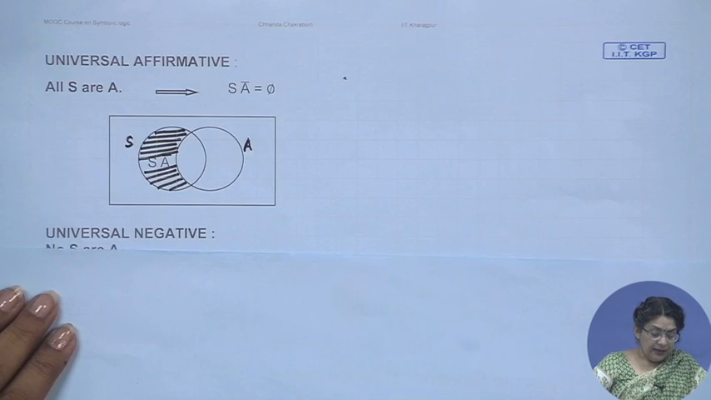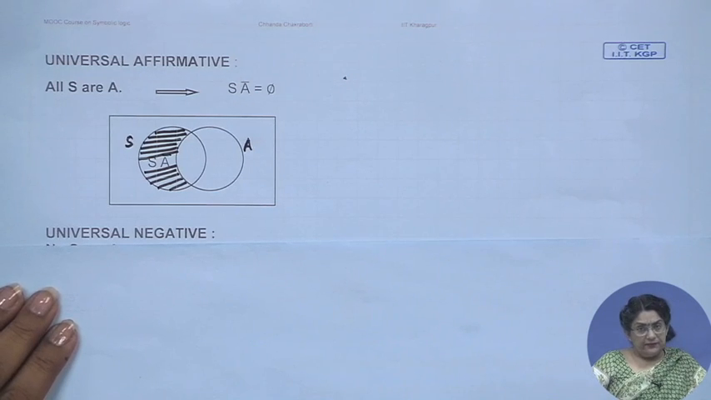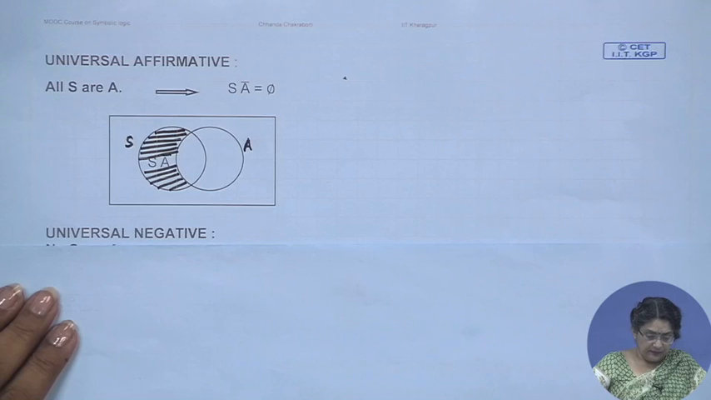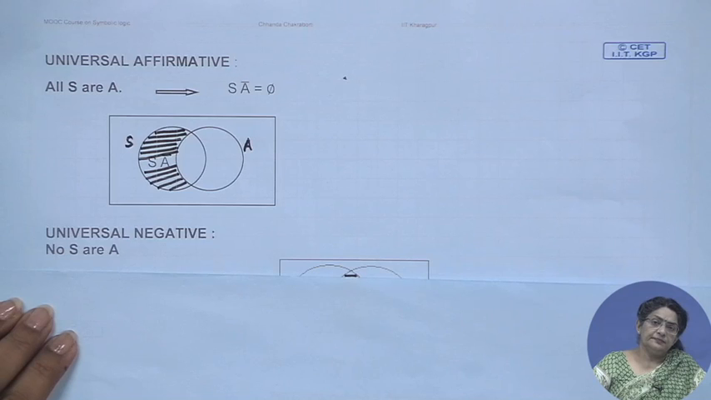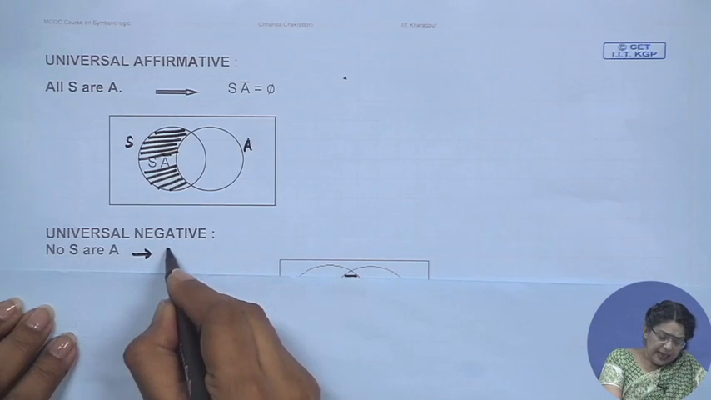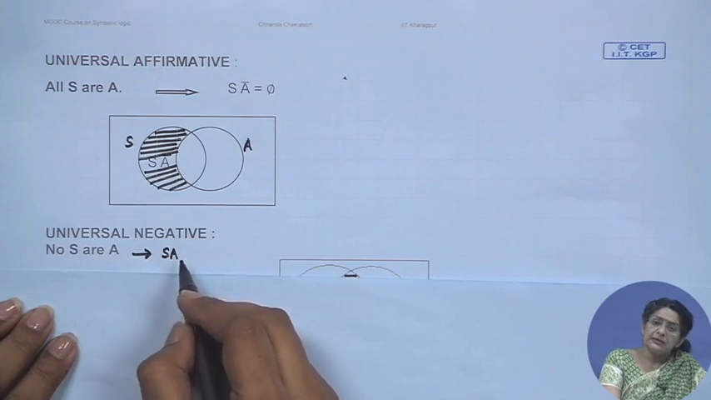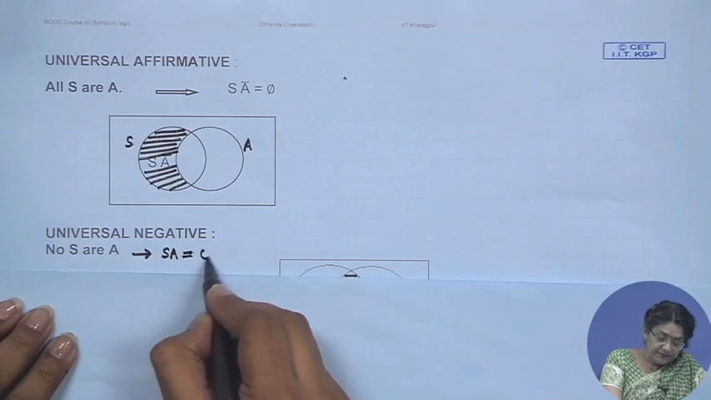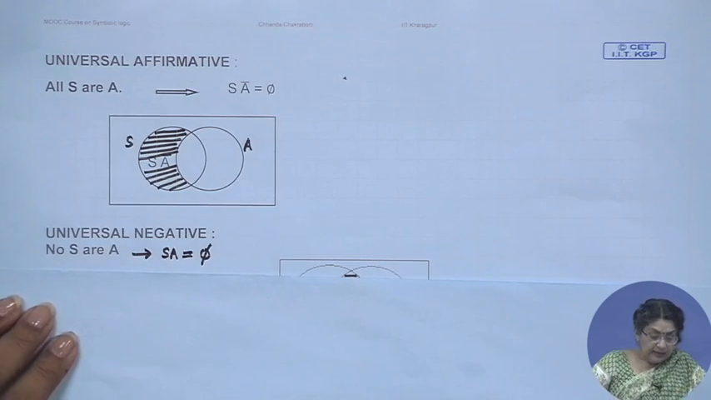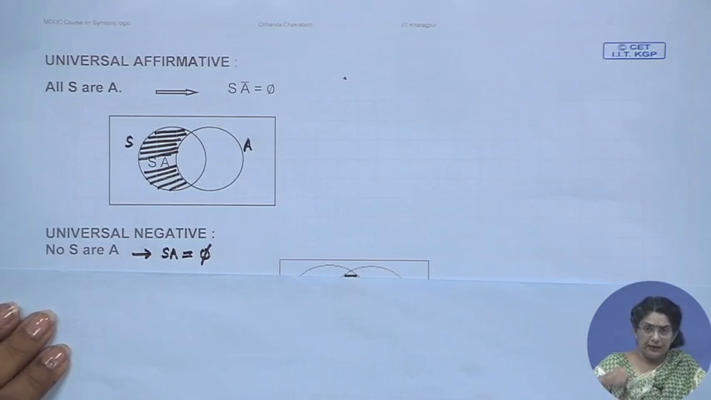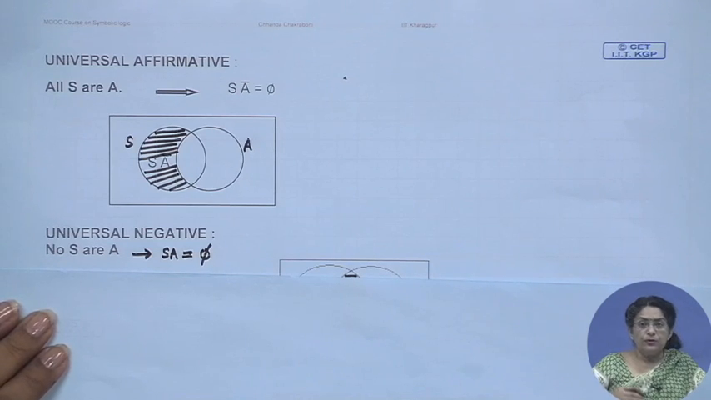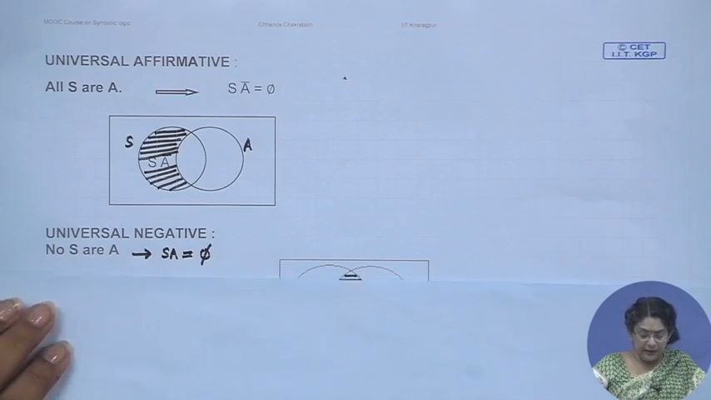Okay. Let us come to universal negative. This is our E proposition. What are you saying? You are saying no S are A, right? No S are A, which means what? That the S A area is empty, right? Because no S's are A, there is no member which is both S and A, that area has to be empty. So, if we go to drawing it using the Venn diagram, what will happen?